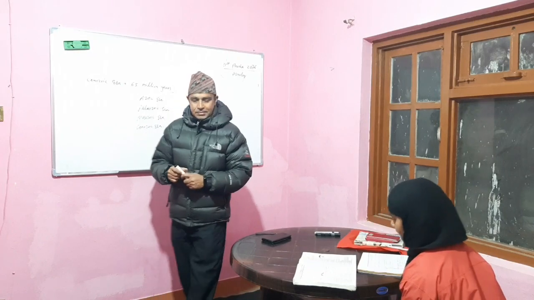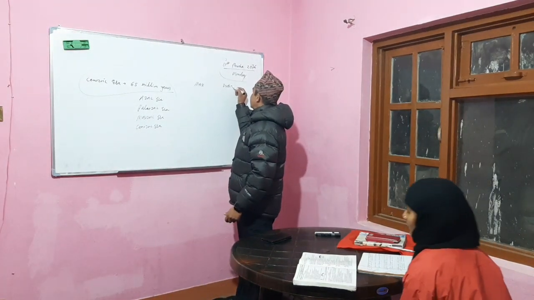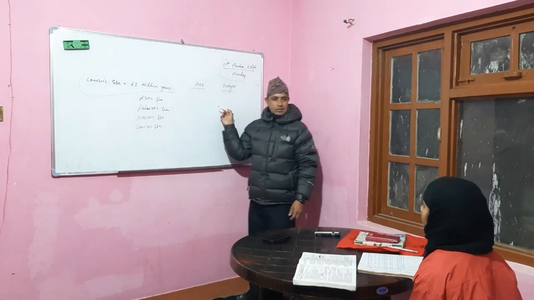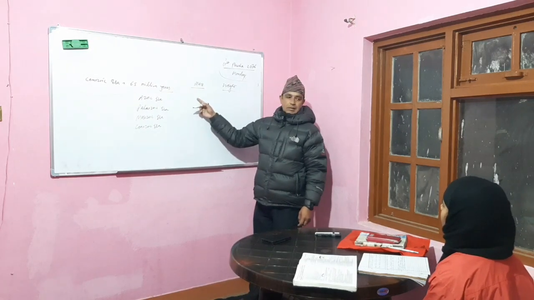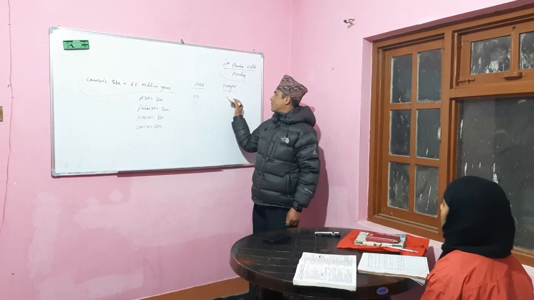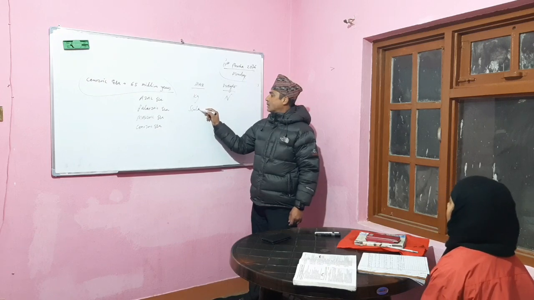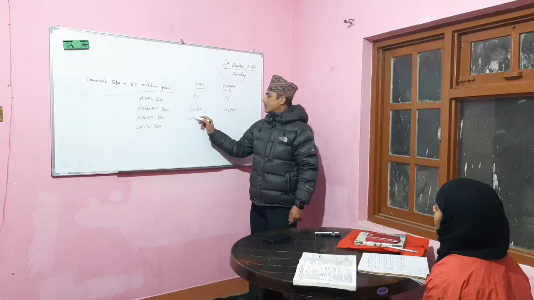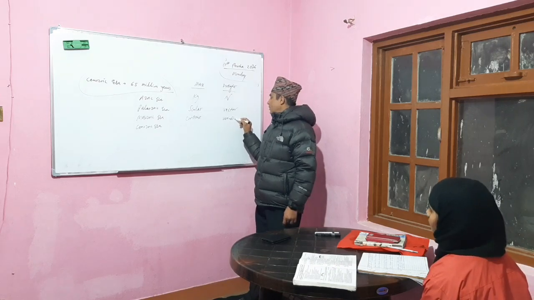Write two differences between mass and weight. Mass is the total matter contained in the body. Weight is the force on the mass due to gravity. The SI unit of mass is kg. Mass is a scalar quantity, weight is a vector quantity. Mass is constant, weight is variable. These things we have to remember.